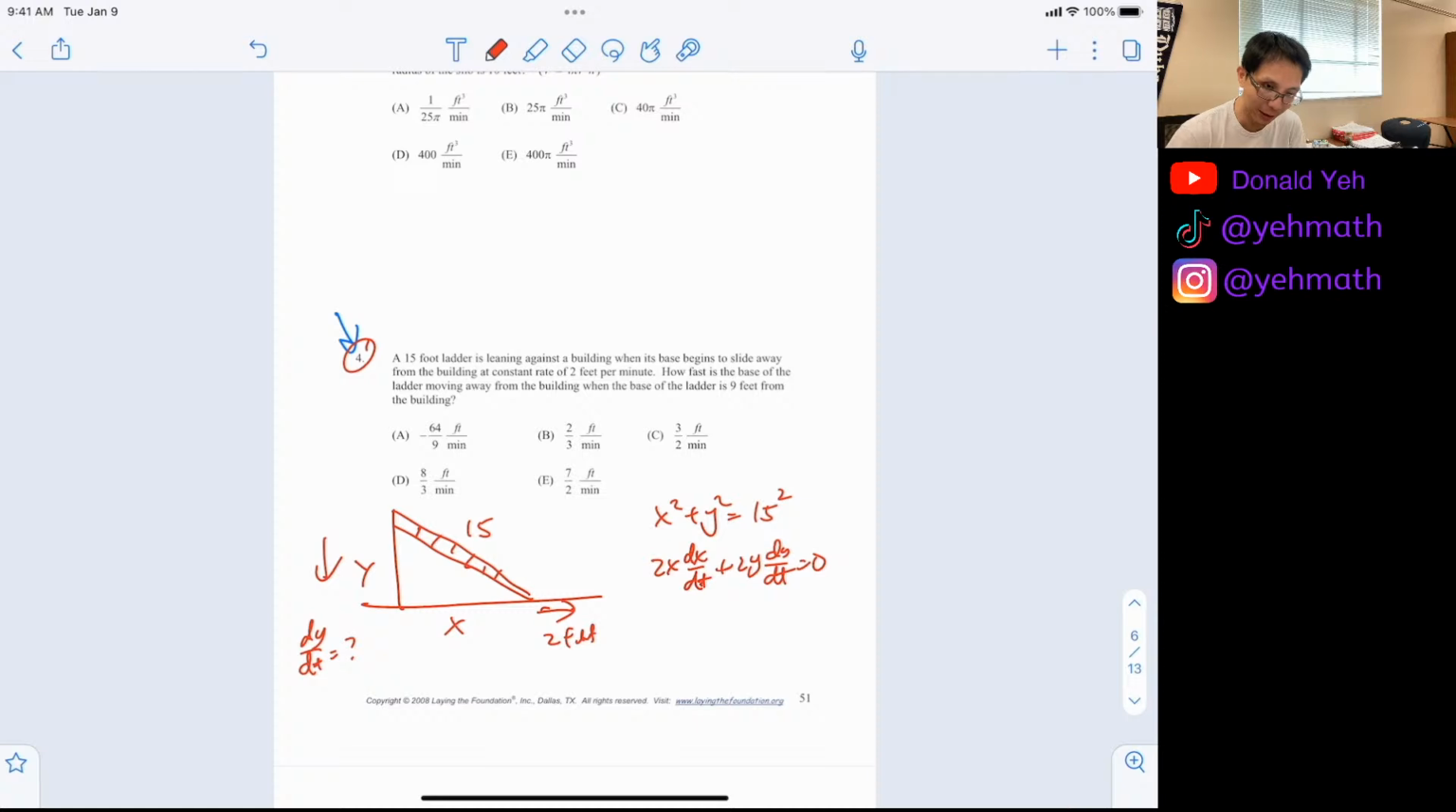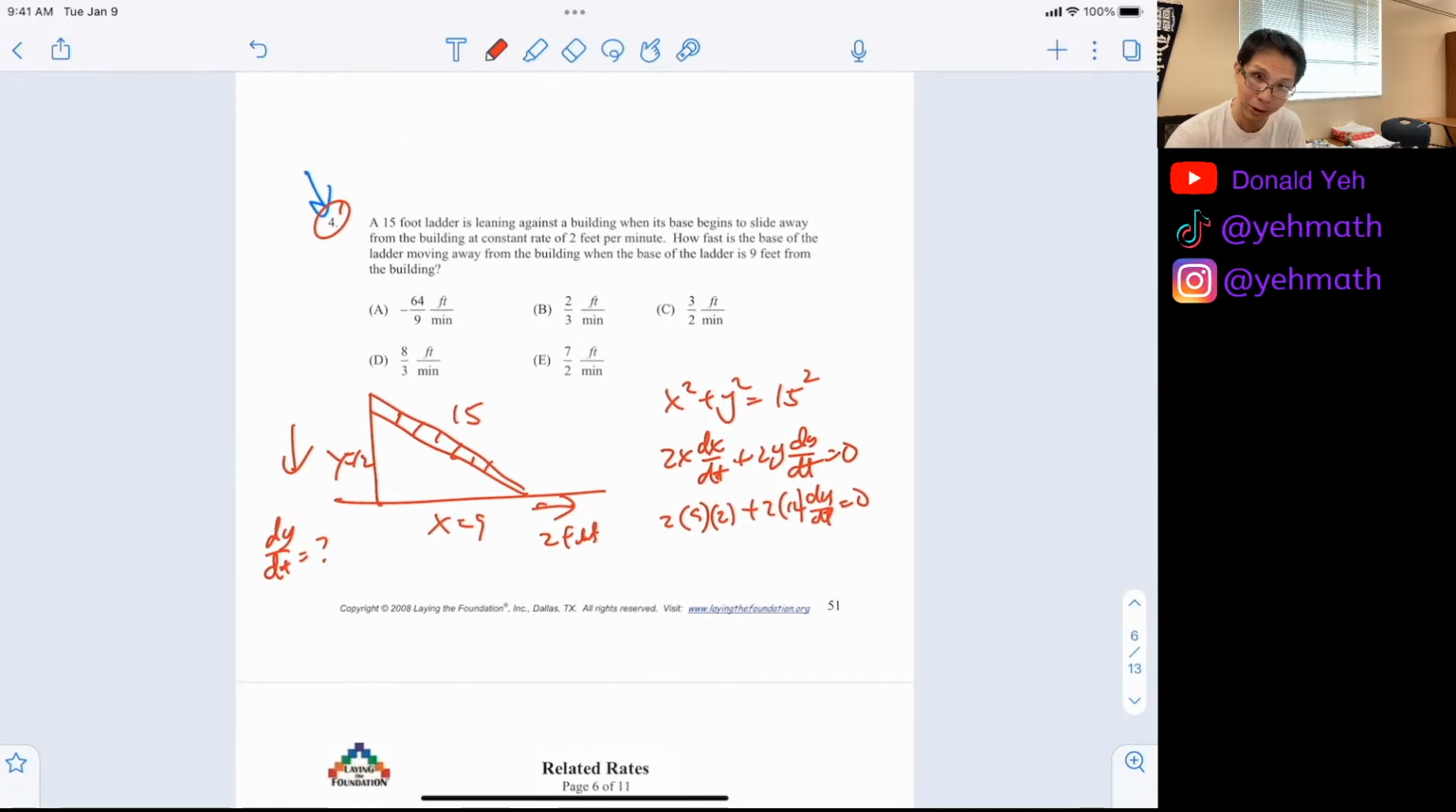And if I already told you sliding down, you only need to look for the positive. So it'll be 2 times 9 times dx/dt, which is 2, plus 2y. This again is a 3, 4, 5 triangle because this x is equal to 9. This has to be 12. So it'll be 12 dy/dt. Sarah John probably says, how do I know that? It's just a ratio, right? So that it will end up to be dy/dt is equal to -3 over 2. But since they already told you sliding down, then it's just going to be 3 over 2 feet per second.